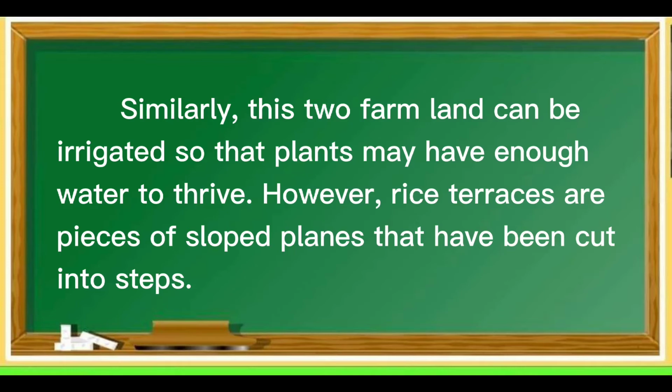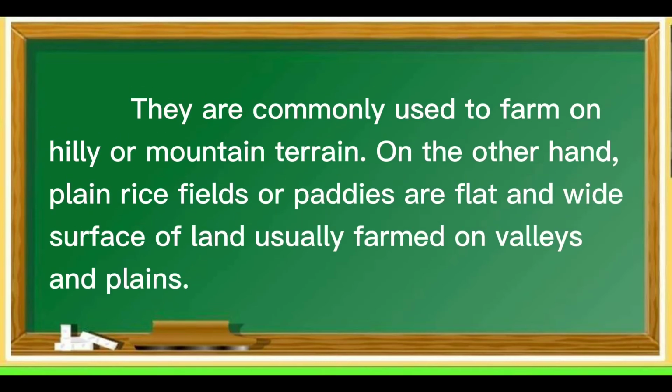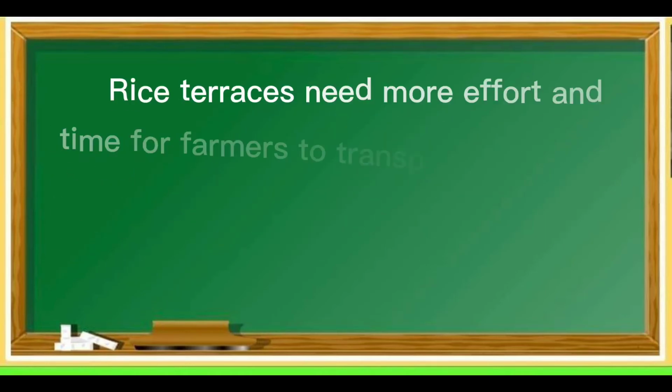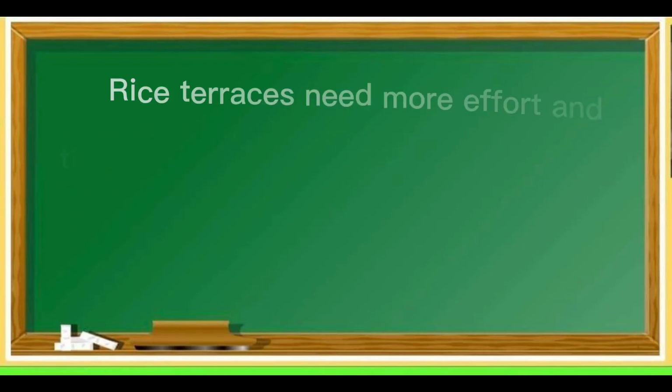However, rice terraces are pieces of sloped plains that have been cut into steps. They are commonly used to farm on hilly or mountain terrain. On the other hand, plain rice fields or paddies are flat and wide surfaces of land usually farmed on valleys and plains. Rice terraces need more effort and time for farmers to transport farming tools and other equipment, while plain rice fields allow easier management of such materials.